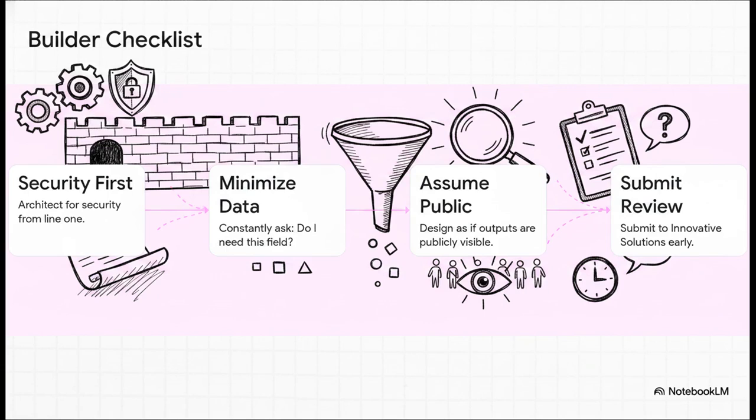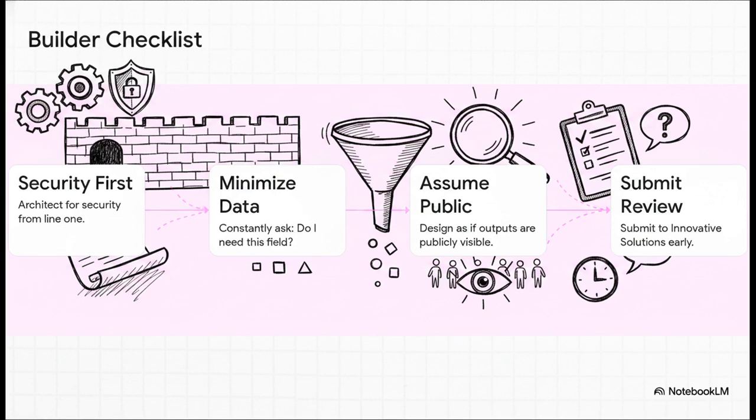And finally, Section 5, Verification Checklist, the final inspection. To make this super actionable, here is your step-by-step final inspection checklist for verifying tools against district privacy standards. Step 1. Architect for security from line 1. Security is a constraint you design around. It's not a feature you just tack on at the end.